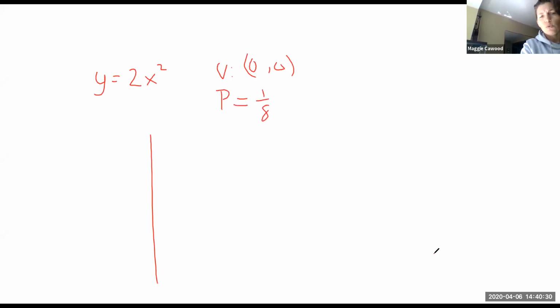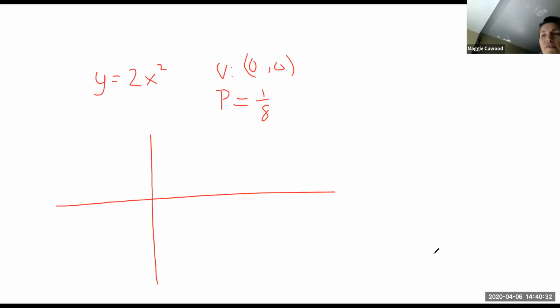Y equals 2x squared. We're going to share the screen. Share. Okay, getting the hang of this. Y equals 2x squared. We decided the vertex was at 0, 0. And we decided p was a positive 1/8. So when I make my graph, my vertex is at 0, 0, right?